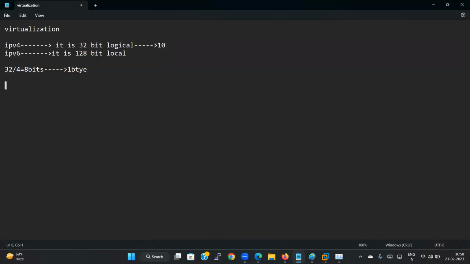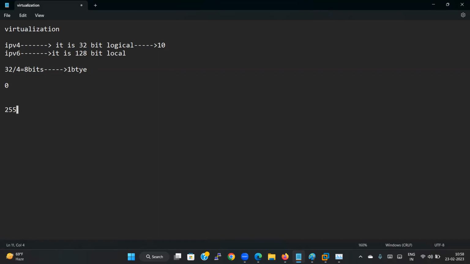Tomorrow, please go through the concepts of binary to decimal conversions. I don't want to explain them here. If you go through that, you can understand. The starting number of the IP address range will be 0, and the end number will be 255. 255 will be the end number.